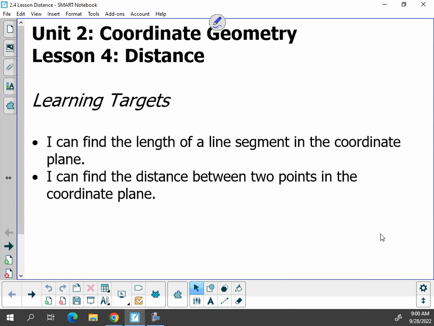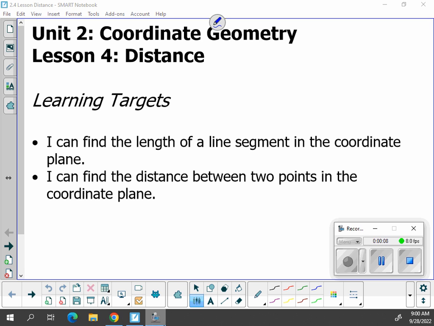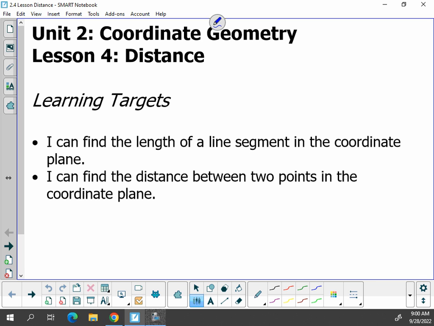Hey y'all, in the last lesson we talked about finding out where the middle of 2 points is. And in this lesson today we're going to talk about figuring out how far apart 2 points are.